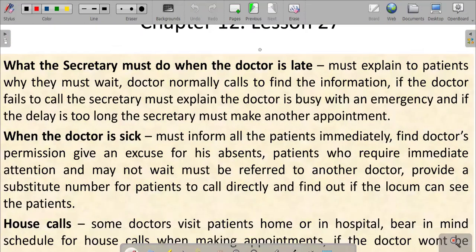So we are also just finally looking at what the medical secretary must do when the doctor is late. Given that the doctor is late, what must be done? Must explain to the patients why they must wait. You can't just keep patients in waiting. Doctor normally calls to find information. We are saying you must always call the doctor to find information.